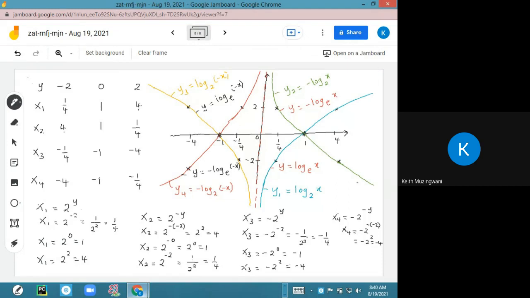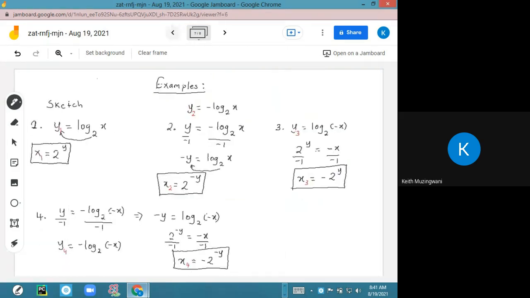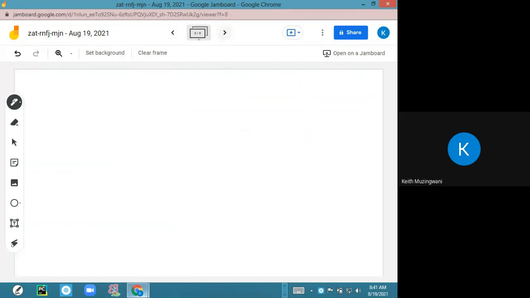So how is it? I want to bring in more examples now. Hope you still have the energy. Silence is acceptance. Okay. So let's go to, this was 1, 2, 3, 4. Let's move to 5. Example 5. We want to sketch f of x.